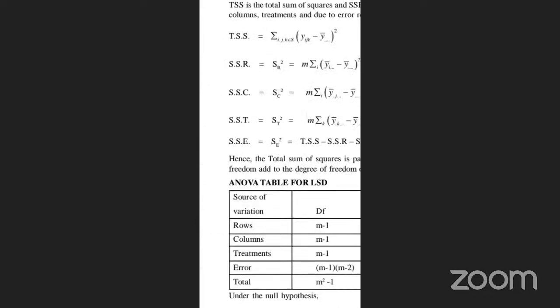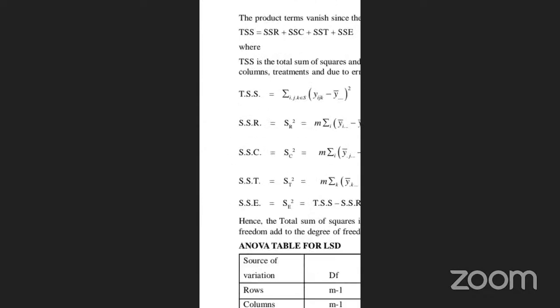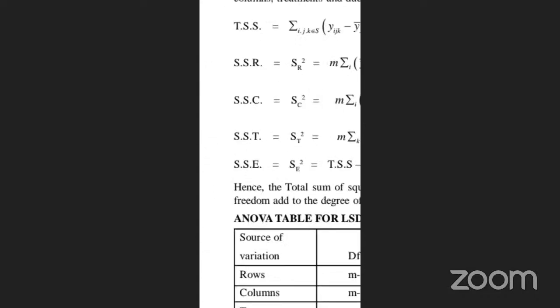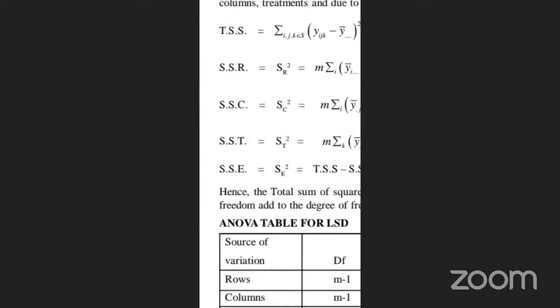TSS is the total sum of squares. SSR, SSC and SST are the sums of squares due to rows, columns and treatments, and SSE due to error, respectively. So therefore TSS, you have to write, is the summation over ijk of (y_ijk minus y bar) whole square. SSR is m sigma of (y_i bar minus y bar) whole square. SSC is m sigma of (y_j bar minus y bar) whole square. SST is m summation over k of (y_k bar minus y bar) whole square.